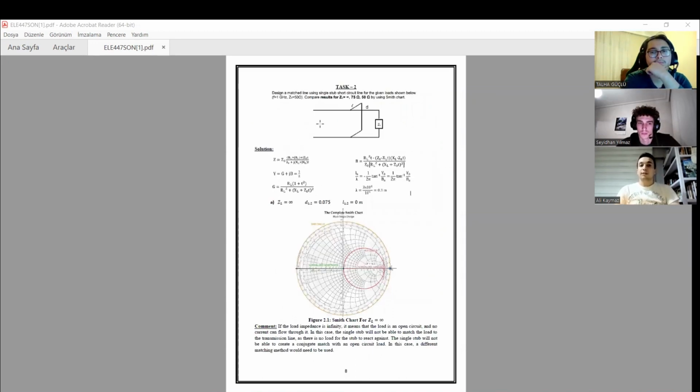The purpose of the second task is designing a matched line using a single-stub short-circuit line, with 3 different loads, which are infinite, 50 ohm and 75 ohm loads. When the load is infinite, it means that the load is an open circuit. In this case, the reflection coefficient is 1 and the incident wave is fully reflected.